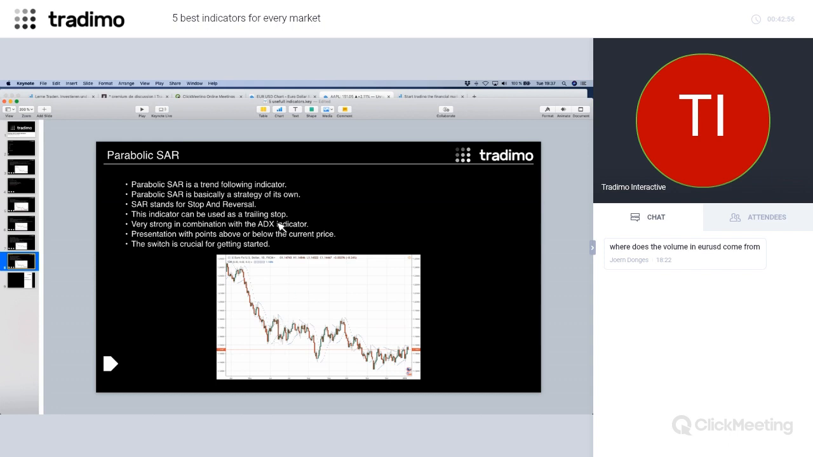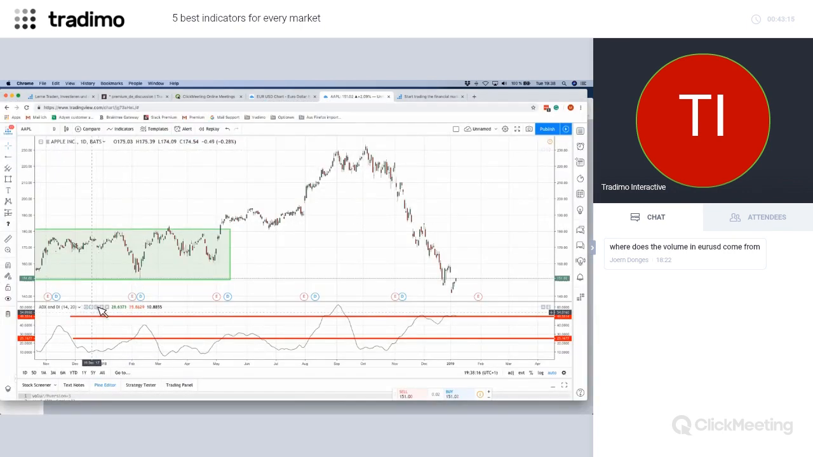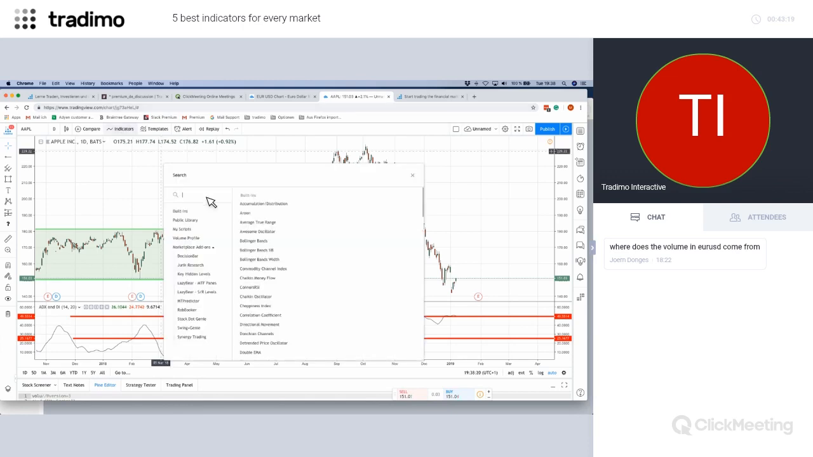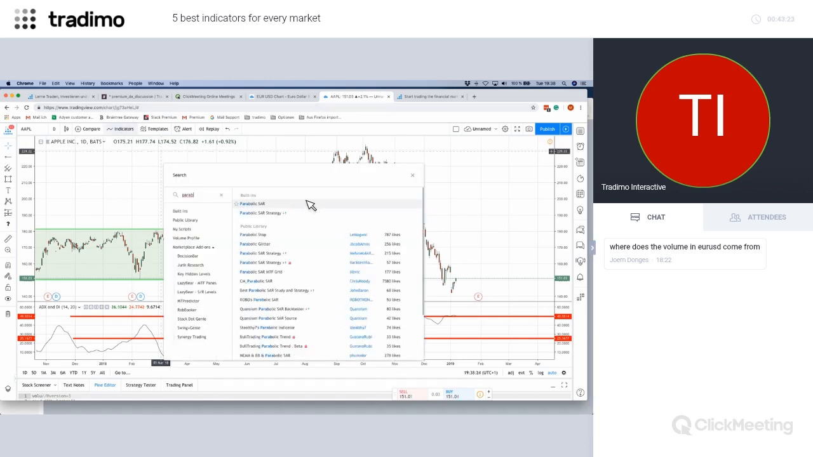And together with the ADX, it is the perfect match to have this indicator together with the ADX because you need to know if the trend is strong enough to use the parabolic SAR indicator. Yeah, let's see it in practice. So we can go with the ADX. That's not a problem. Parabolic SAR.